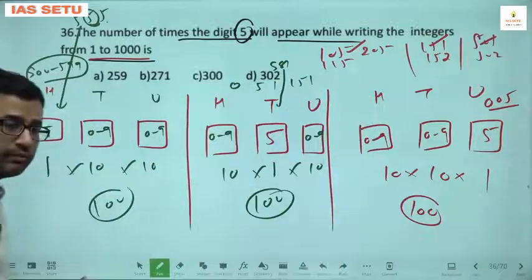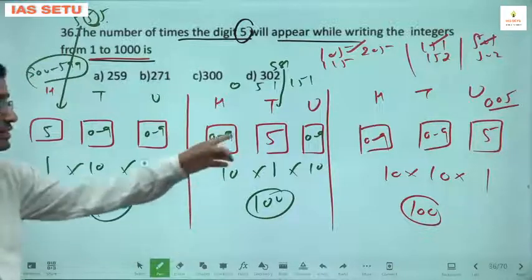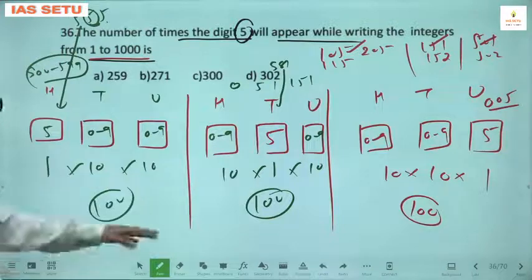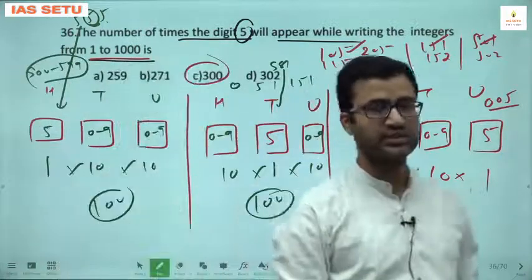So when 5 comes at the 100 place, 100 such numbers; 5 at the 10 place, 100 such numbers; 5 at the unit place, 100 such numbers. So the answer is 300. So question number 36, answer is C, 300.